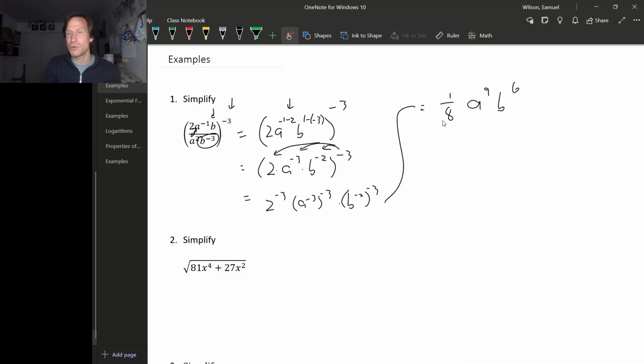All right. So 1/8 times a to the 9th times b to the 6th. If you wanted to, you could move the a's and the b's into the numerator of this fraction like this. This isn't really necessary, but if you wanted to, you could do that.